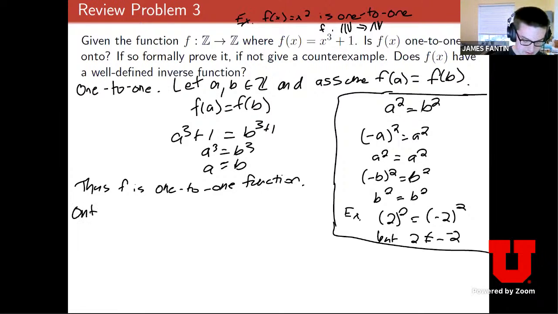So now let's think about onto. Do we think that this function is an onto function? In other words, do we think that for every element of the codomain there's an integer that maps to it? Somebody says no, and that is kind of the right idea. This is not an onto function.